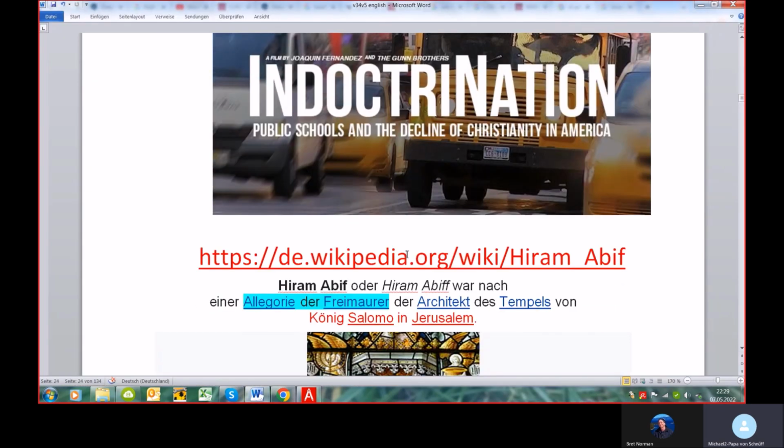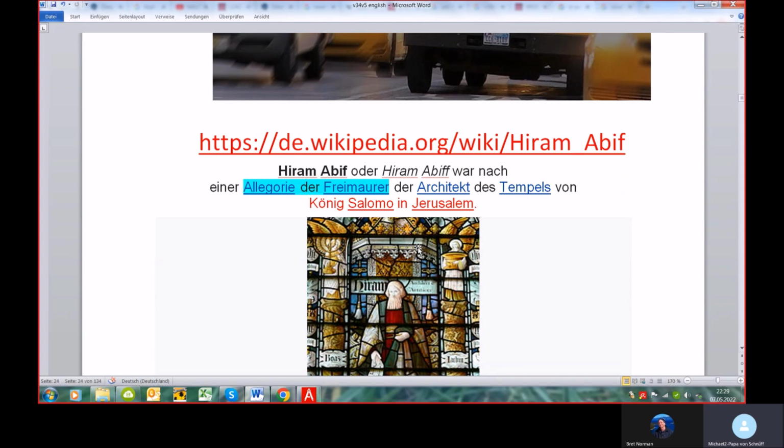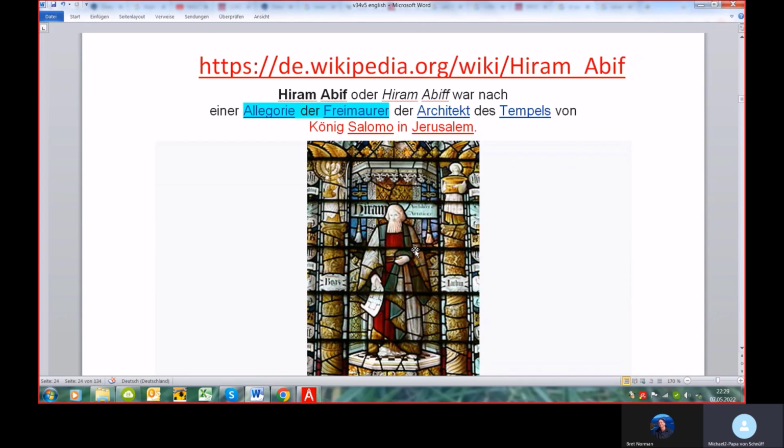It's very obvious when you really read the Bible and combine all the dots. But it's all indoctrination. Once again, now we go into the Freemason ritual, because the Freemason ritual is connected to King Solomon. So once again, Hiram Abiff was, according to an allegory of the Freemasons, so never existed. It's not truth, it's just a legend. The architect of the temple of King Solomon of Jerusalem.